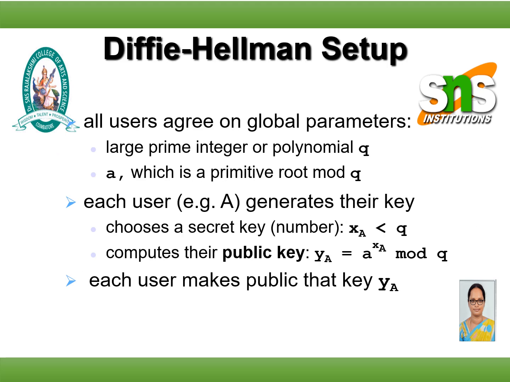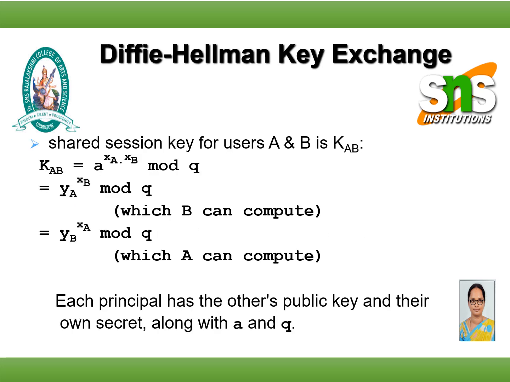So how do we set up the Diffie-Hellman algorithm? All users agree on global parameters like a prime number or a polynomial Q, and A, which is a primitive root mod Q. Each user generates their key: choose a secret key like XA less than Q, and compute their public key YA equals A power XA mod Q. Each user makes the public key YA public.